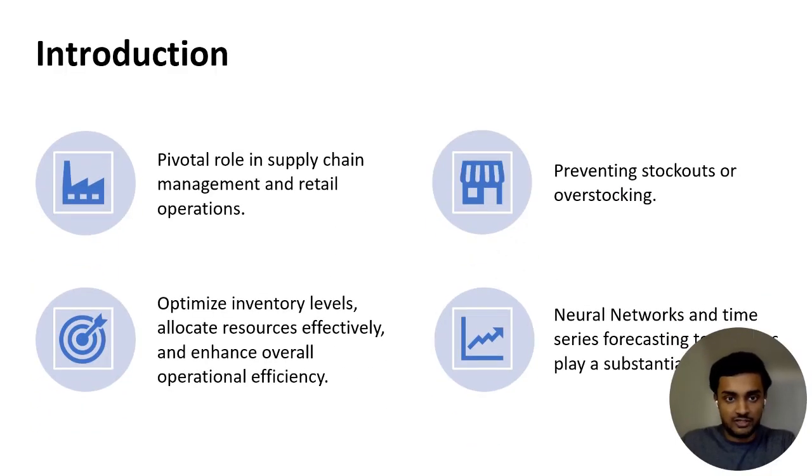Demand forecasting holds a pivotal role in supply chain management and retail operations. In the context of retail stores, precise demand forecasting is crucial to ensure the right product quantities are available at the correct time and location, thus preventing stockouts or overstocking. This is where neural networks and time series forecasting techniques play a substantial role in addressing the challenges of demand forecasting.